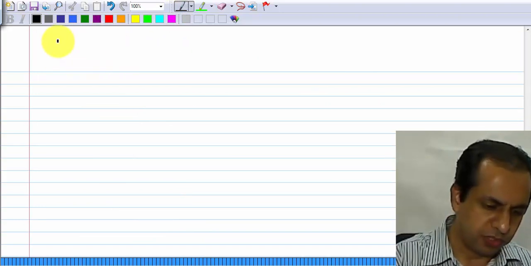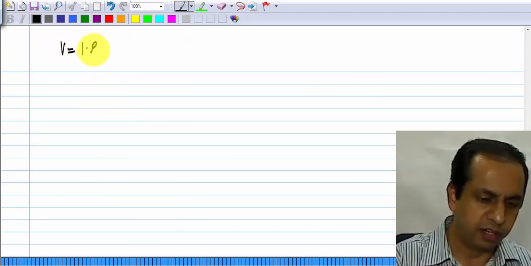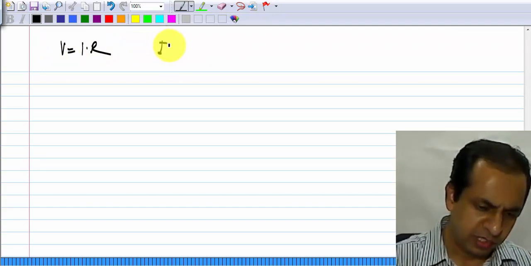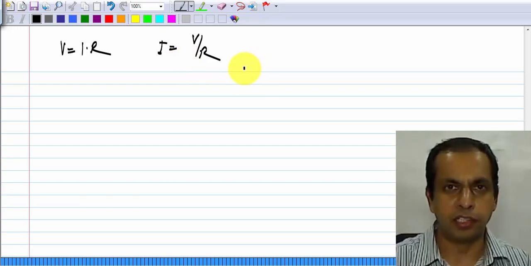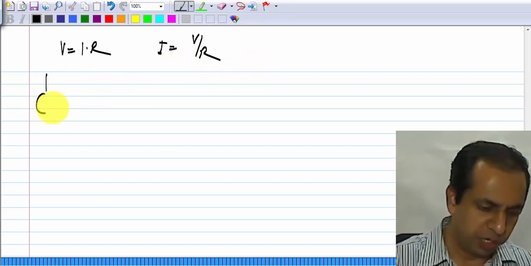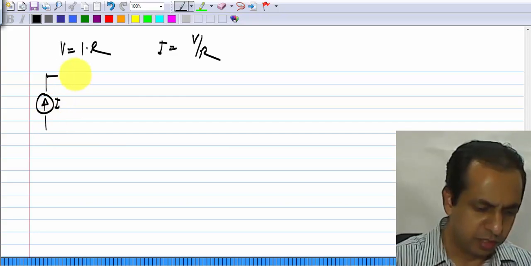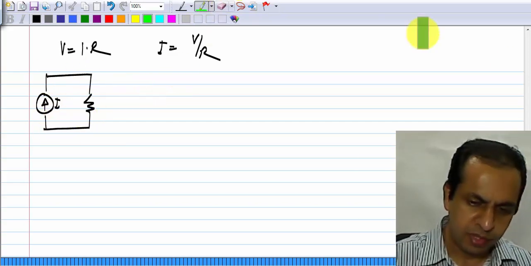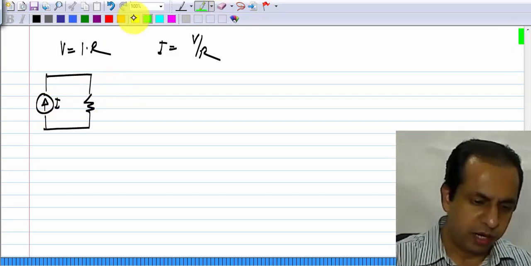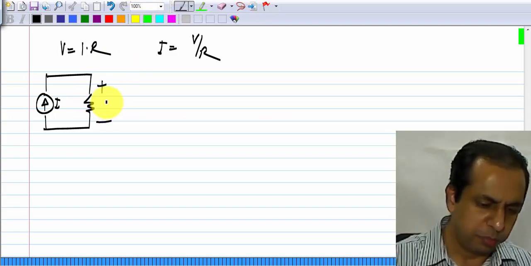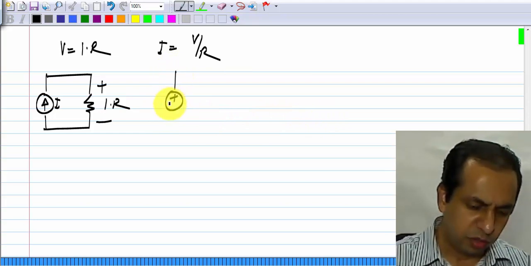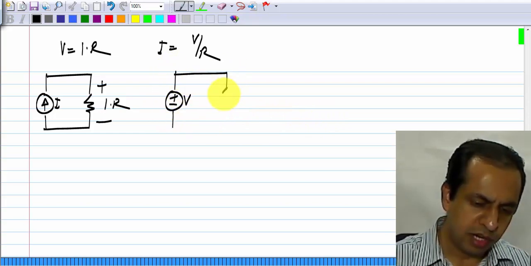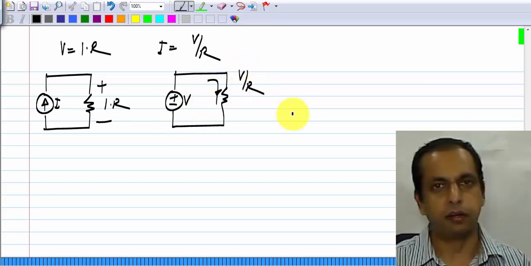So, a resistor follows V equals IR, and I could always write this as I equals V by R. Now, this is just a mathematical relationship, but it also works this way. That is, if you apply a current I, you can force it through a resistor, and the voltage that will be formed will be equal to I times R. Alternatively, you could also apply a voltage, and the current that flows will be equal to V by R.